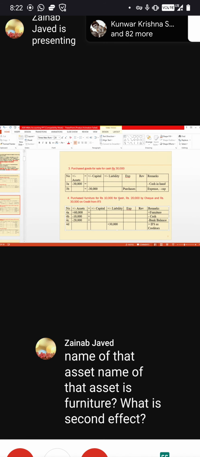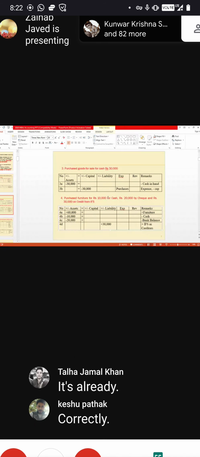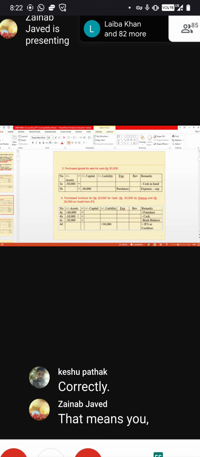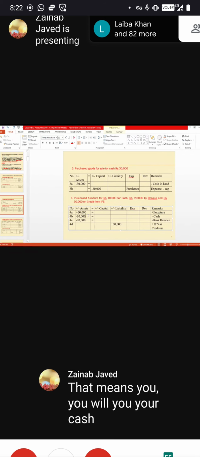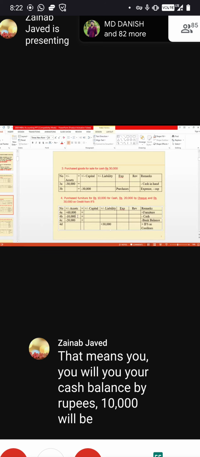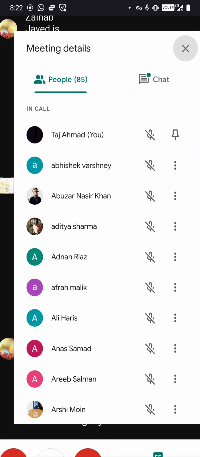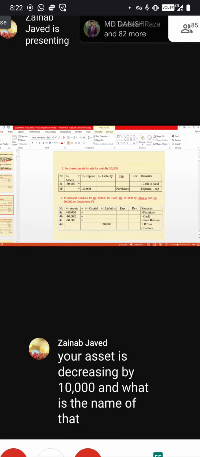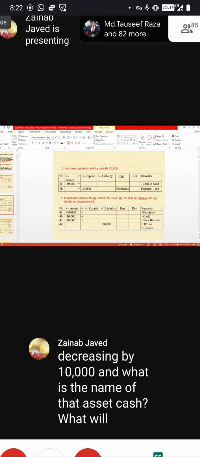For rupees 10,000 in cash, that means your cash balance will be reduced by rupees 10,000. So your asset is decreasing by 10,000. And what is the name of that asset? Cash. What will be the third effect?